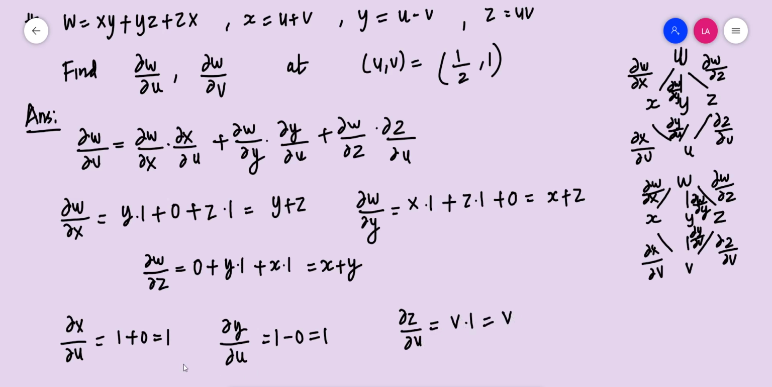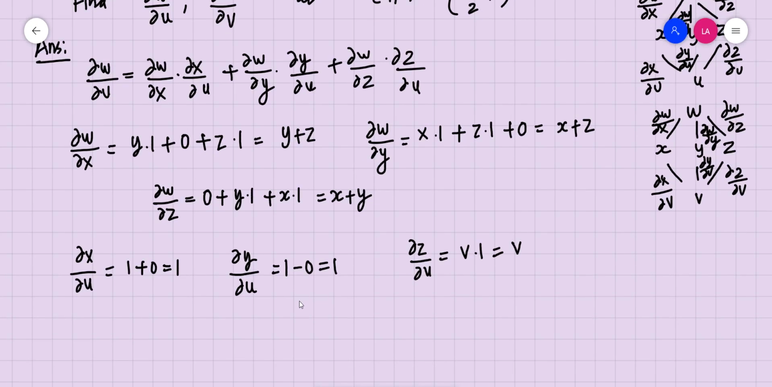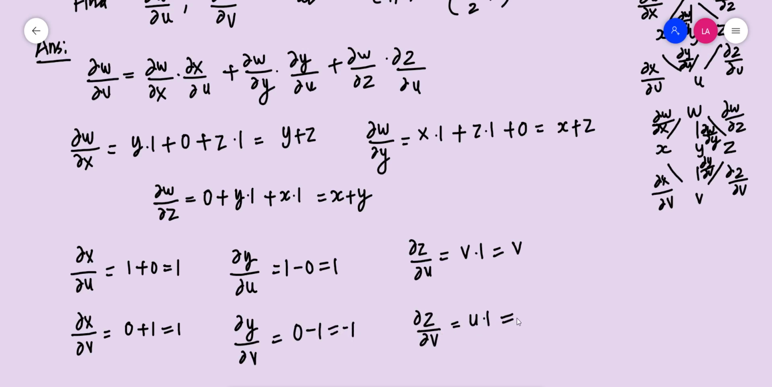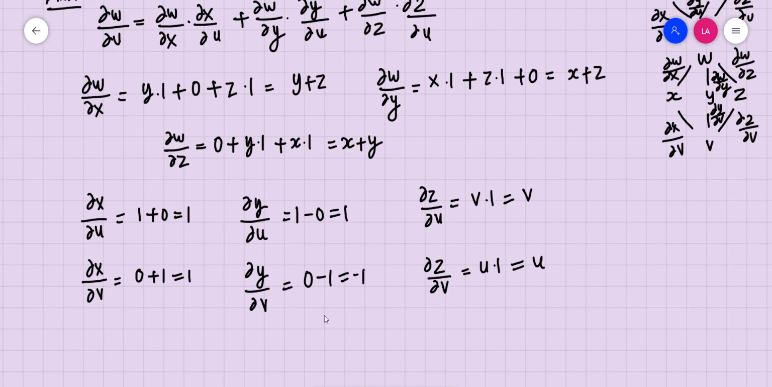So the final answer becomes, also similarly we can find dou x by dou v, u plus v, u in the derivative with respect to v is 0, v's derivative is 1, so the answer is 1. Dou y by dou v, u in the derivative is 0, minus v derivative is minus 1, so the answer is minus 1. Dou z by dou v is actually u v derivative, u is taken outside, v derivative is 1, so the answer is u. So we have everything we need, all the tools to find both derivatives.